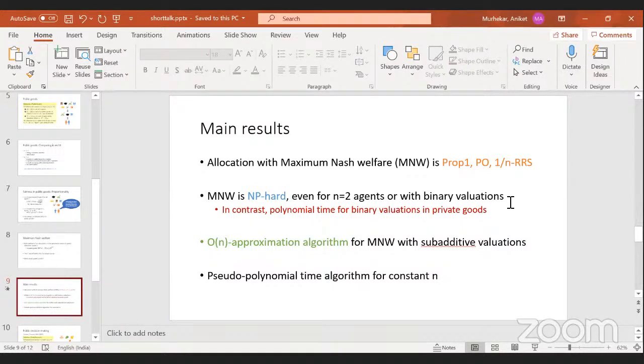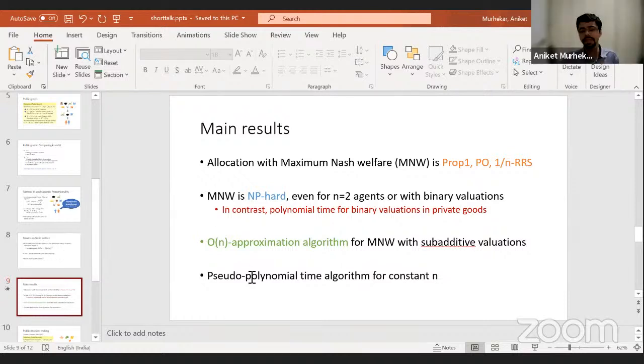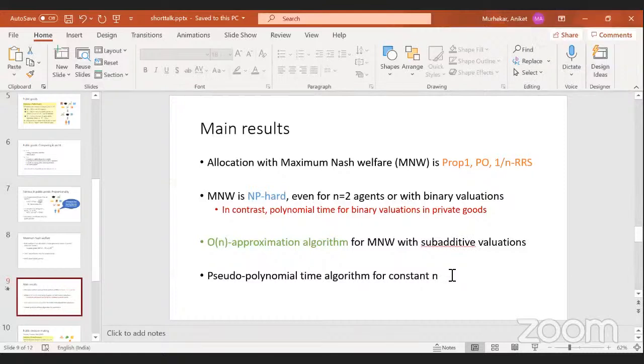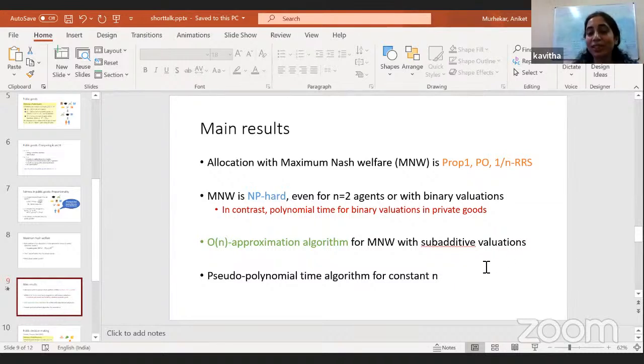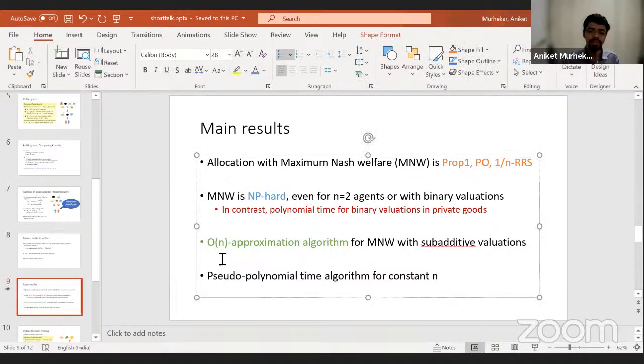So could you give some idea behind your pseudo polynomial time algorithm? Oh, it's a very simple dynamic programming based algorithm. Because the number of agents is constant, you can essentially do an enumeration. Because for private goods, the EF1 plus PO pseudo polynomial time algorithm is more complicated, right? Yeah, that's true. Here you have constantly many agents.